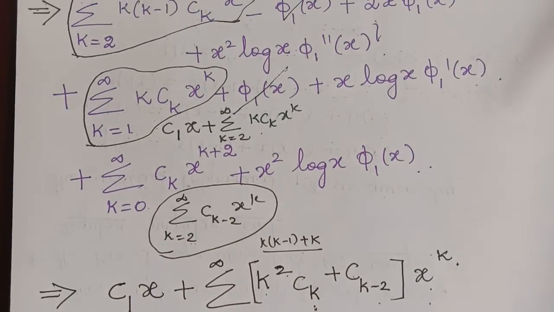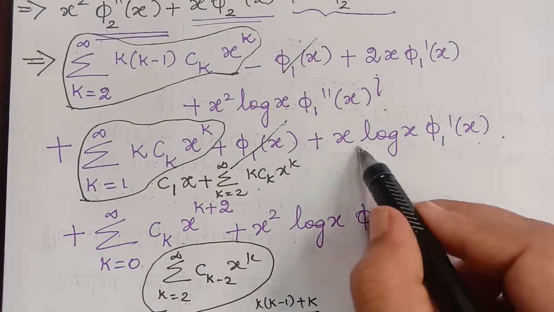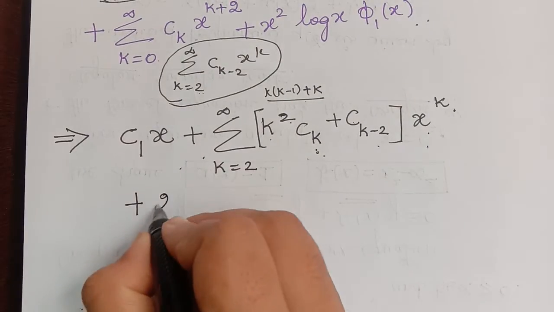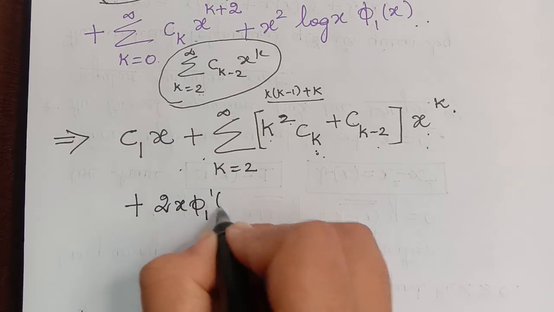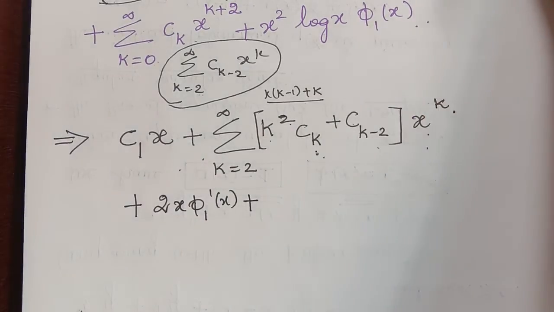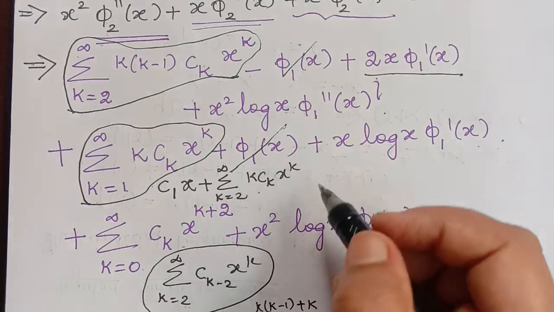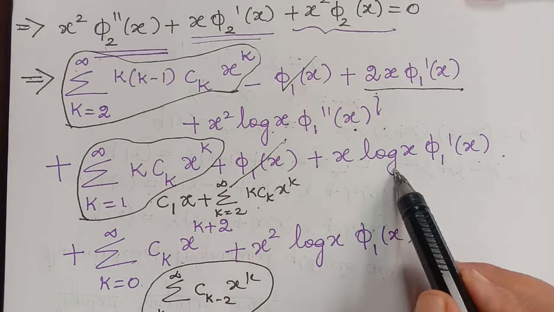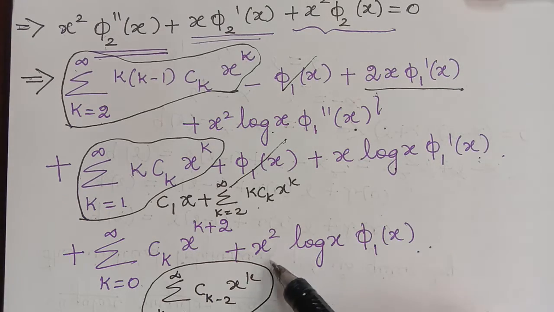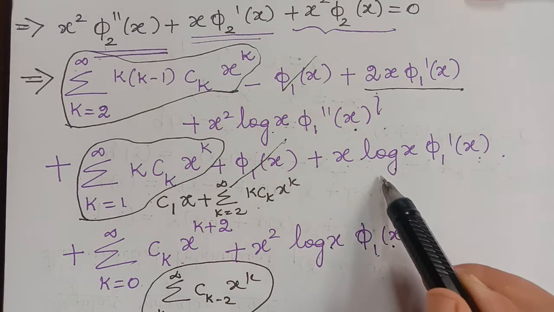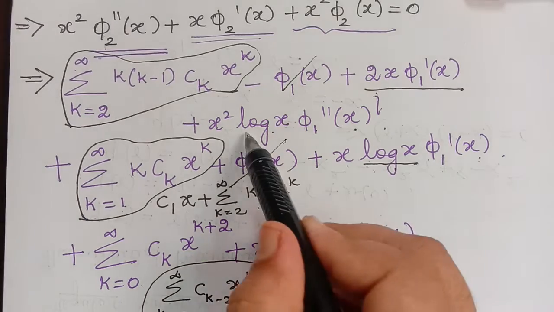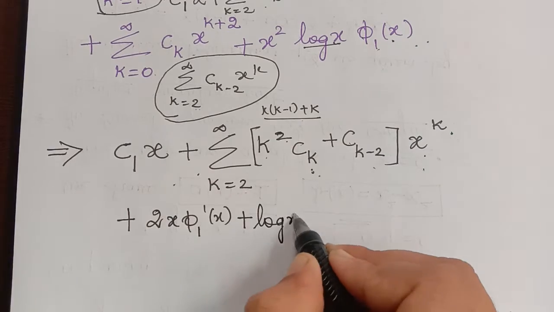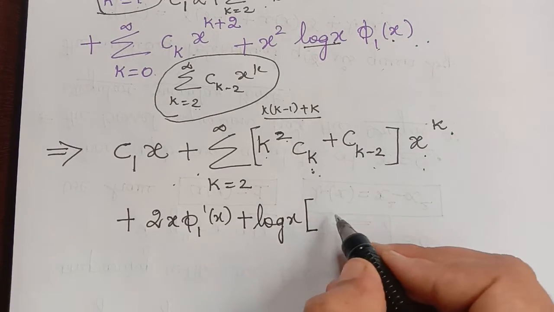Plus the remaining term: we have 2x phi 1 dash of x in this term, so that we will take and write. So plus 2x phi 1 dash of x plus, now if you see in these three terms, that is x squared log x phi 1 double dash of x, and then x log x phi 1 dash of x, x squared log x phi 1 of x, we observe that this log x is common in all these three terms.